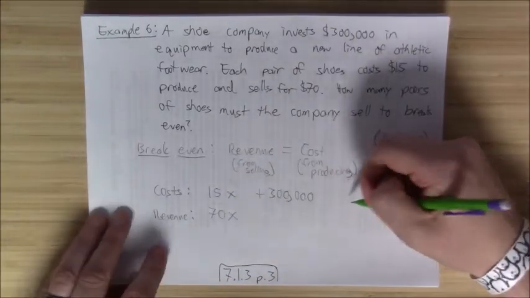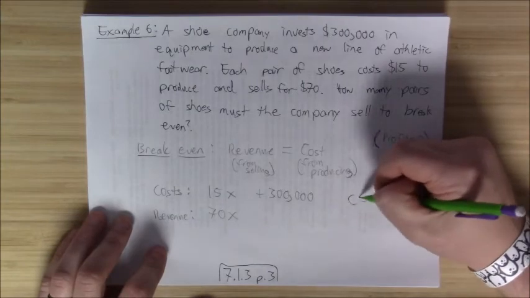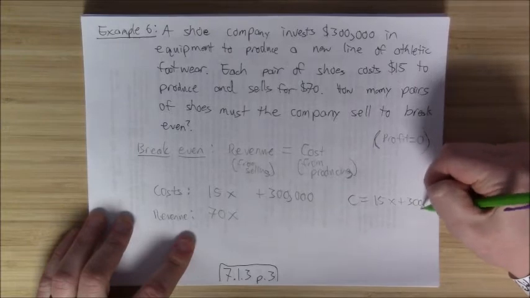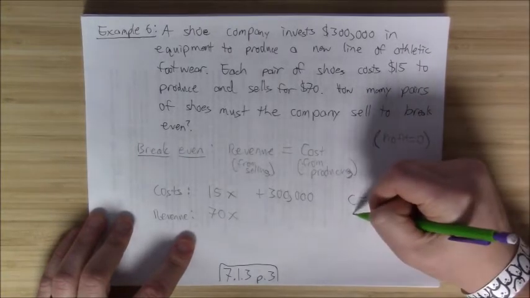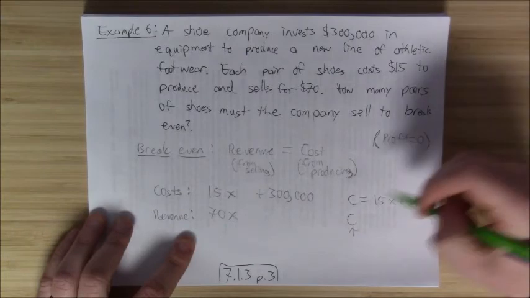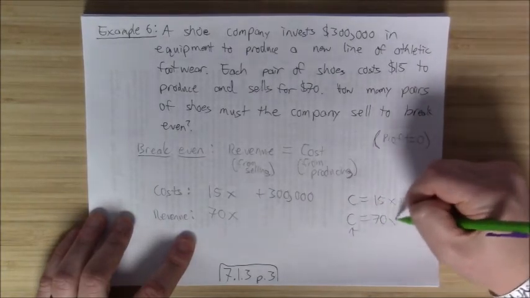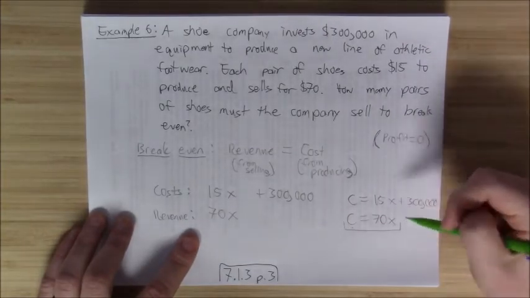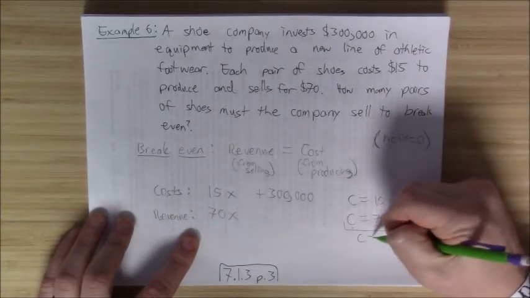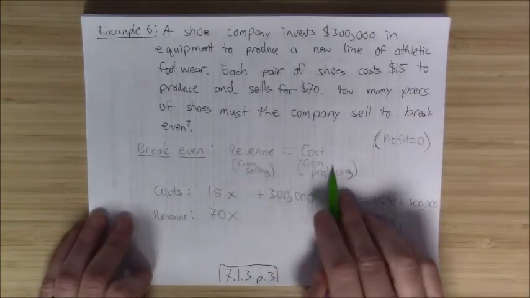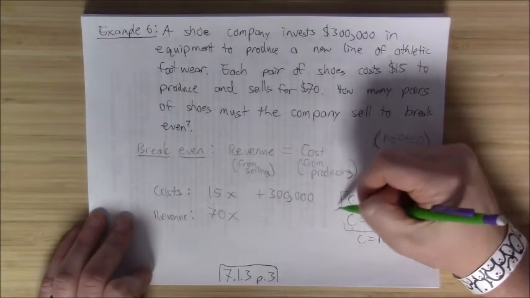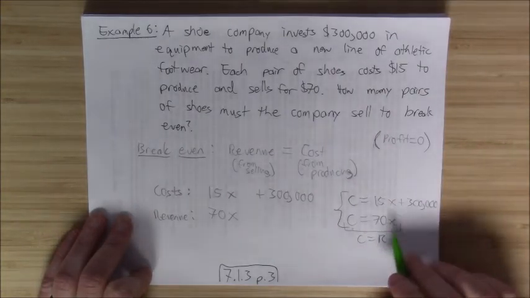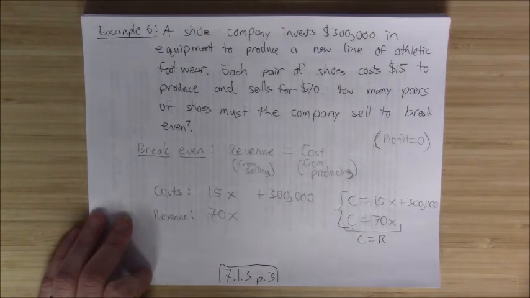Together, we can get a system of equations by recognizing that we know the cost needs to be 15x plus 300,000. And breaking even would be when the cost, key point there, is the same as the revenue, which is 70x. So this equation is really saying C equals R, which is what it means to break even. So we have this system of equations. We can go through and solve for x.